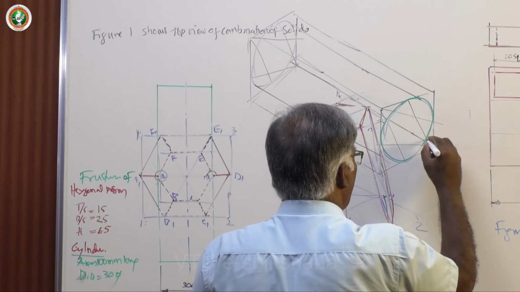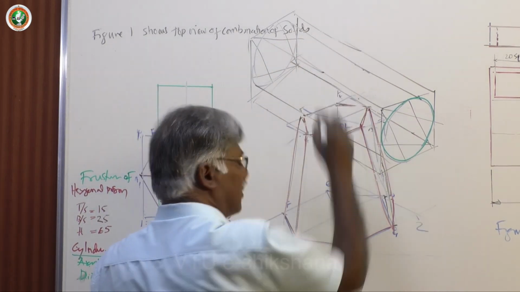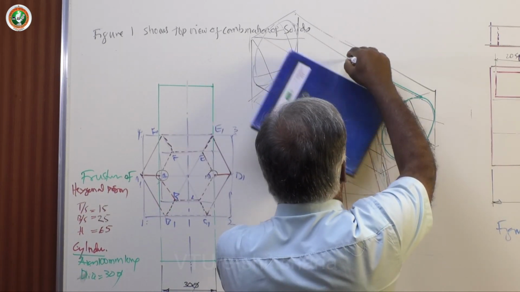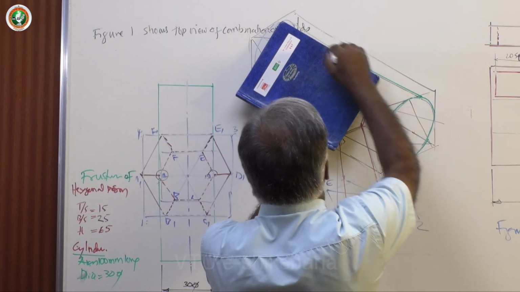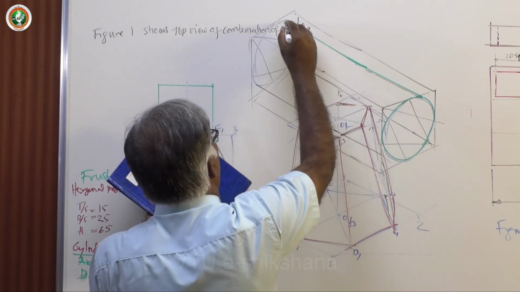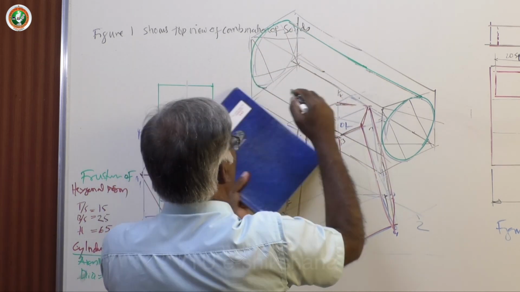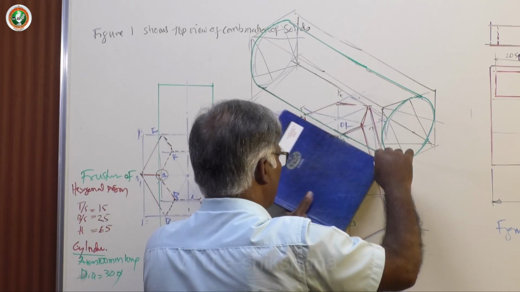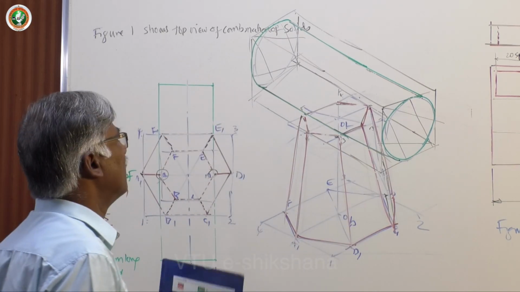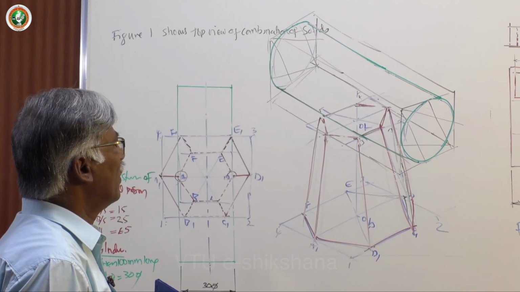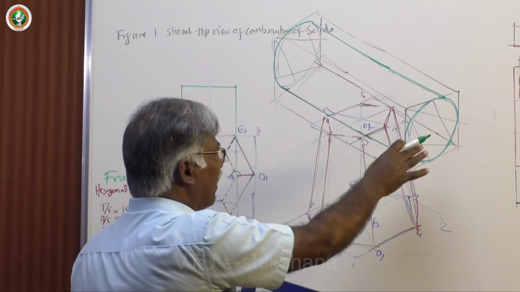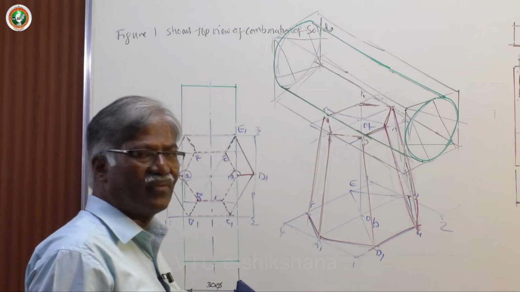Ellipse, again this boundary, again part of the ellipse is visible, then again the boundary. Then this is the top solid, it's over, all visible lines of the top surface are done.